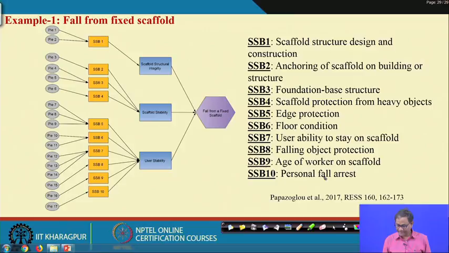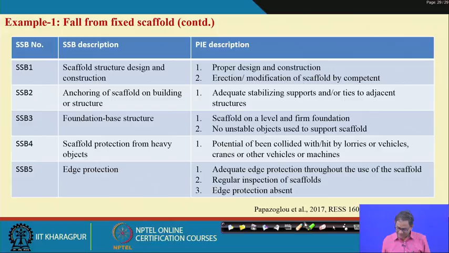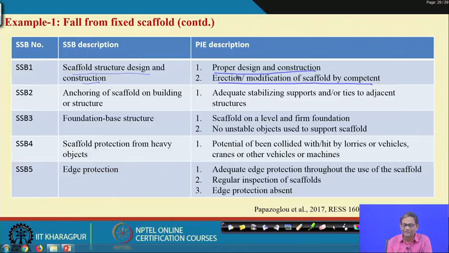The first PIE is scaffold structure design and construction. So, proper design, erection and modification of scaffold by a competent person. If these two are done, by proper design and construction I mean you should choose the right kind of material, so that the design specification is properly laid down, with load calculation and all those things, and then it must be correctly and properly erected. So, if these two are not done properly, ultimately the success of this will be limited. That is why they are probability influencing entities.